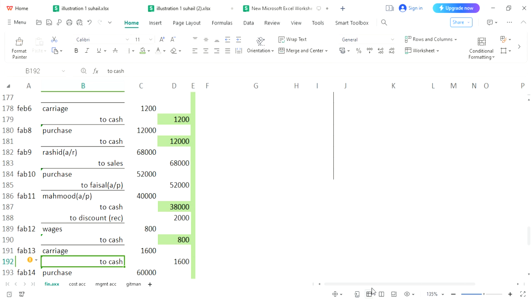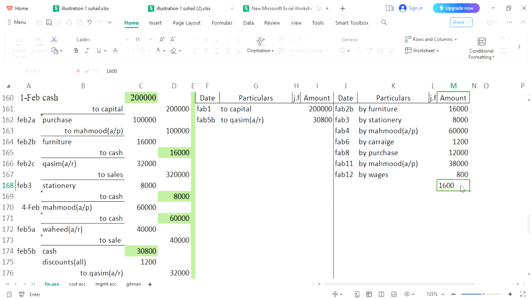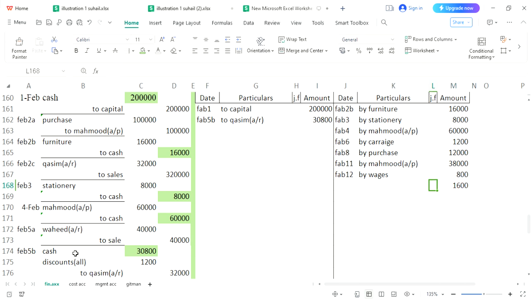Again we have received cash February 13. Cash is credited by 1600. So we are going to put 1600 on credit side. Now look for its reference. You can see over here cash was credited and what is written on opposite side? Carriage. So put reference over here by carriage. Here you can see carriage has been written in the reference.